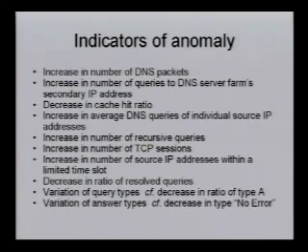These are indicators of anomaly: increase in number of DNS packets, increase in number of queries to DNS server farms, secondary IP addresses, decrease in cache hit ratio, etc.